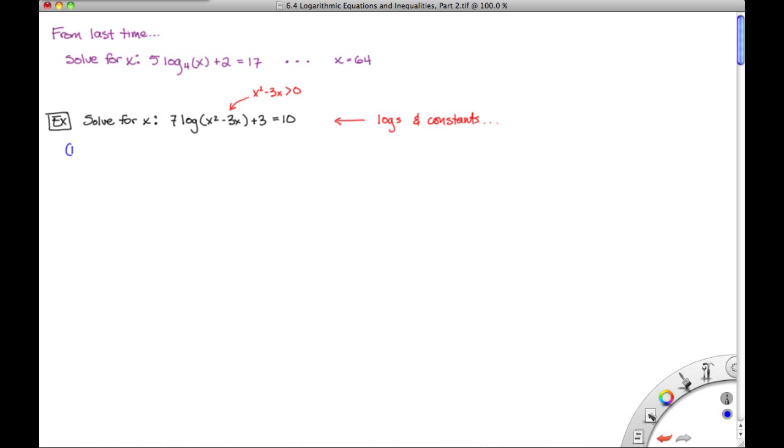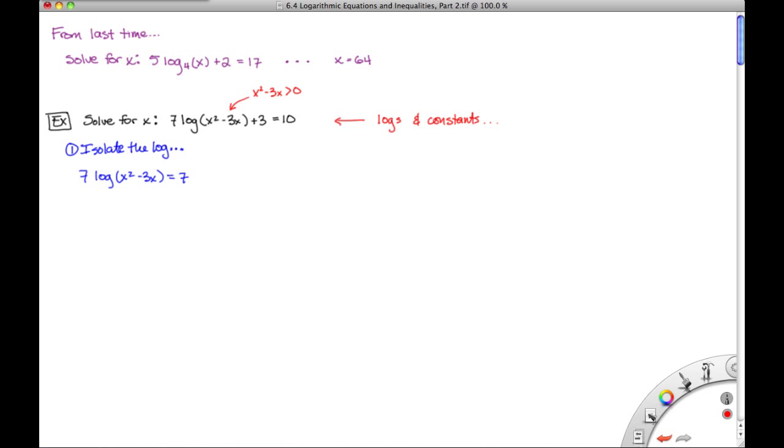So step 1, we're told to isolate the log. And since we've got logs and constants, this is going to mean let's get the constants onto one side and the log on the other. So we could start by subtracting 3 from both sides, and that would put us at 7 times the log of x squared minus 3x is equal to 7.